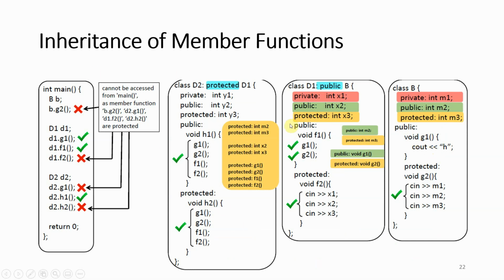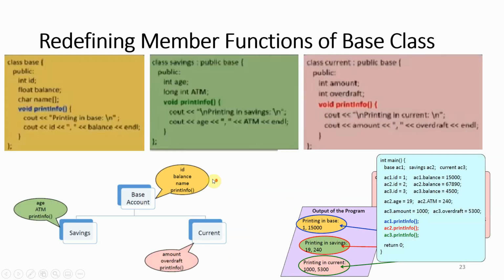Another example, you can go through these examples yourself. It's very similar to what we just did, so I'm not going to go through them. One concept I wanted to show is that, look at these three classes. We have a class base. It has 3 member variables and a public member function called print info.